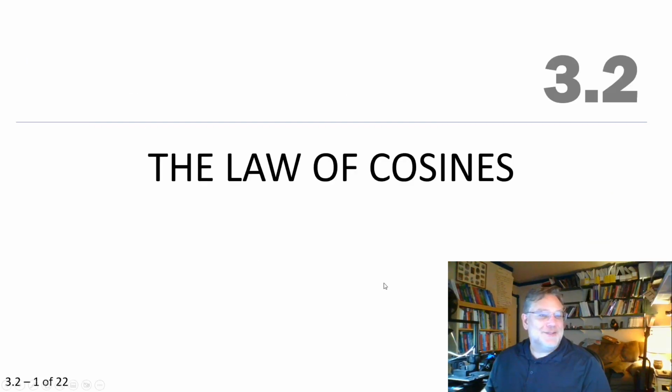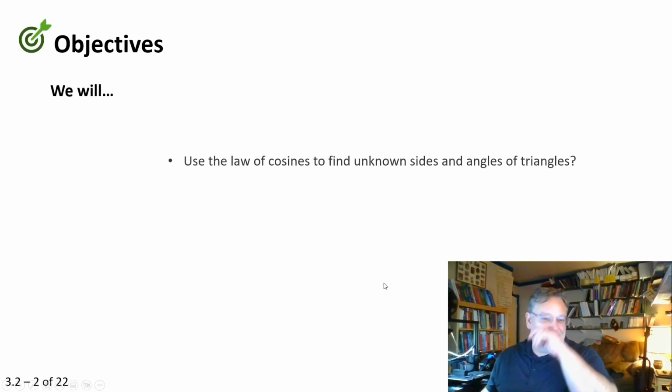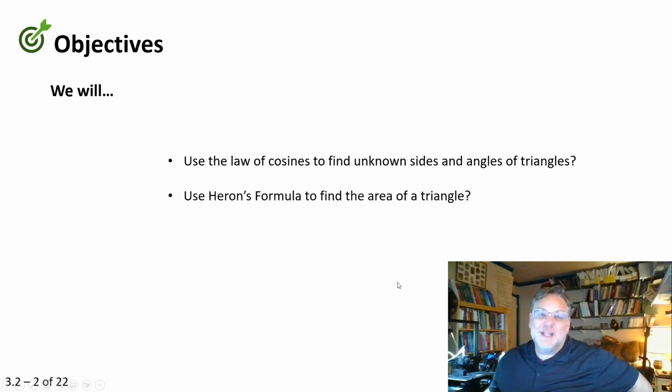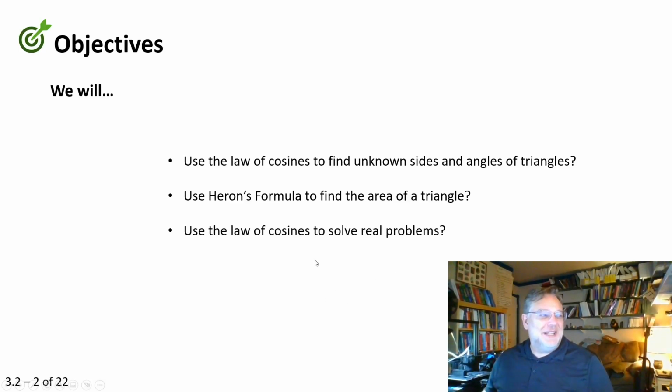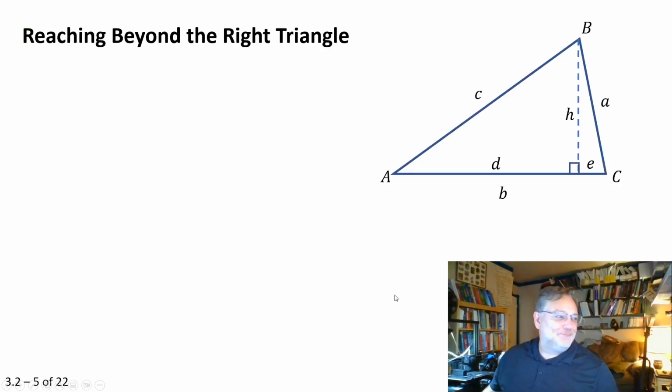Okay, so that's what the law of cosines is meant to really help us out with. So we're going to work with the law of cosines to find unknown sides and angles of triangles. There's also something else I'm going to show you here. This is called Heron's formula. It's another tool in your toolbox for finding the area of a triangle. You're going to have so many different formulas for finding areas of triangles. It's just going to be obscene. And then you're going to use this to solve some application problems here as well.